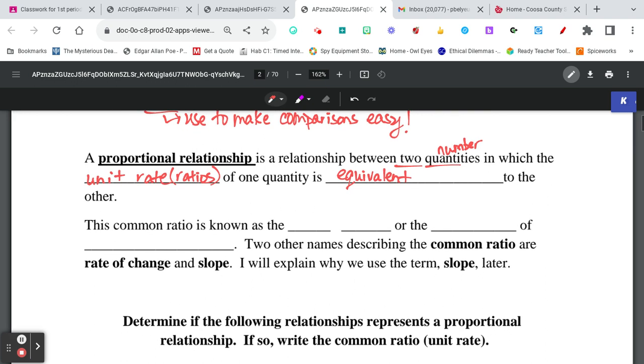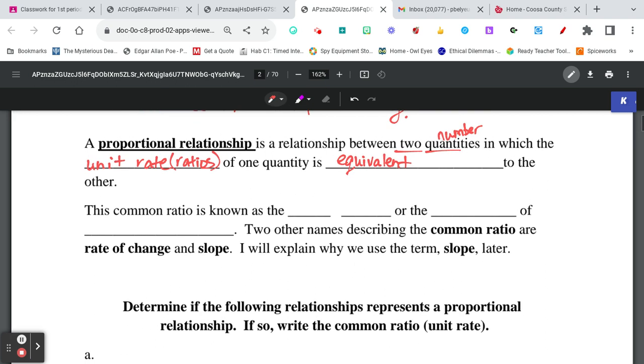All right, so that common ratio, as I just told you, is your unit rate. It's also called something, this is from 7th grade. Remember, I'm piggybacking off of a 7th grade skill to get you to your 8th grade standard. It's also called a constant of proportionality.